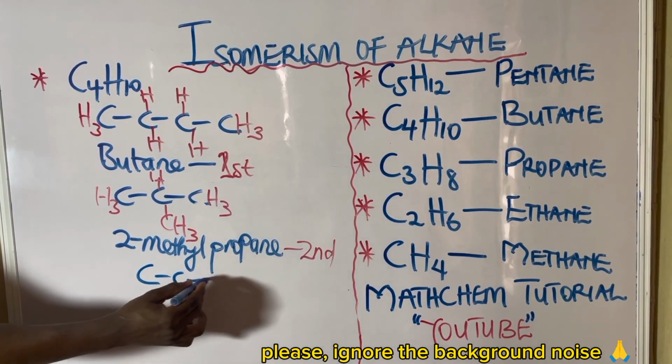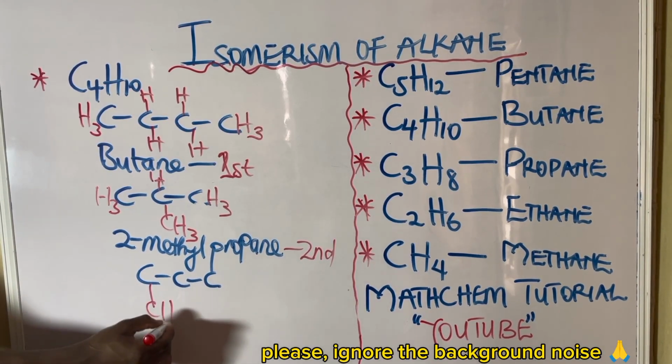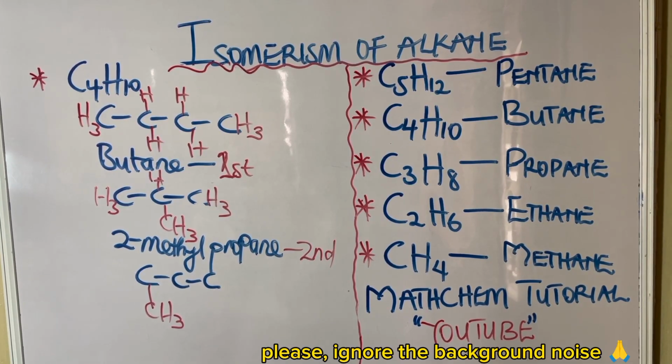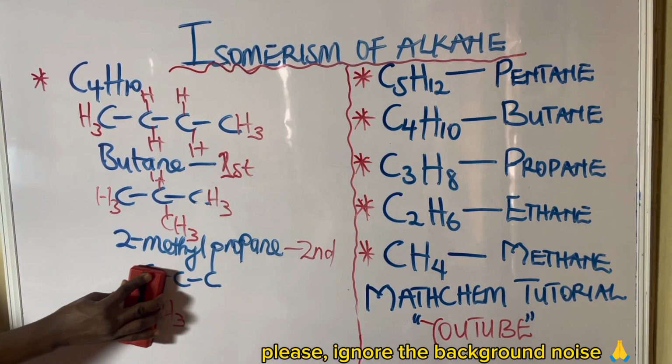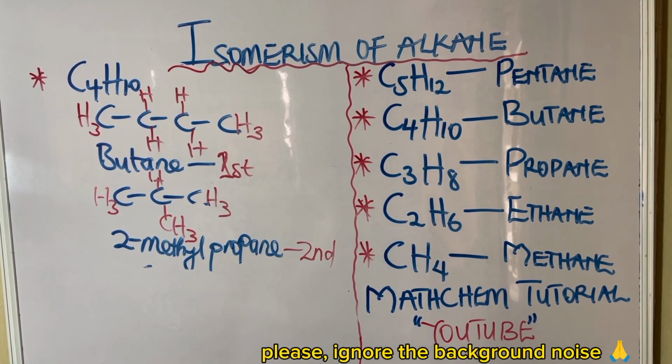1, 2, 3. I'll put the CH3 here, I'll put the CH3 on the second carbon, then let me put the CH3 here. What if I put the CH3 here? What's going to be the name? The name is going to be butane as well. I told you earlier, don't reduce the carbon atom to 2, let the last stage be 3. So in a nutshell, I have just 2 isomers for butane: normal butane and 2-methylpropane. Now let's move to the next example.